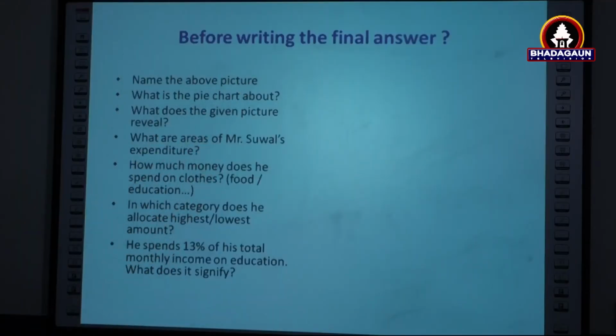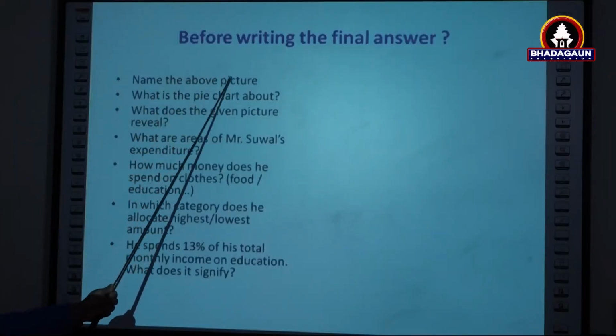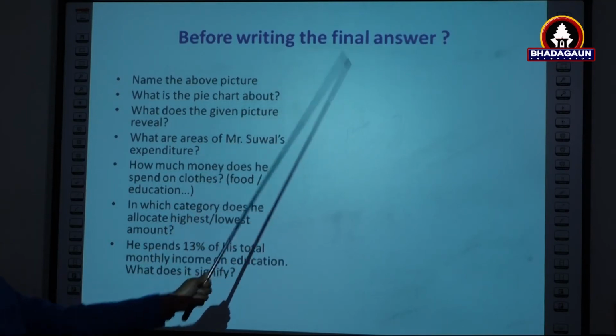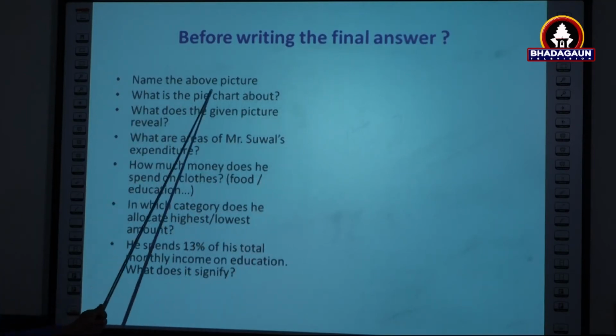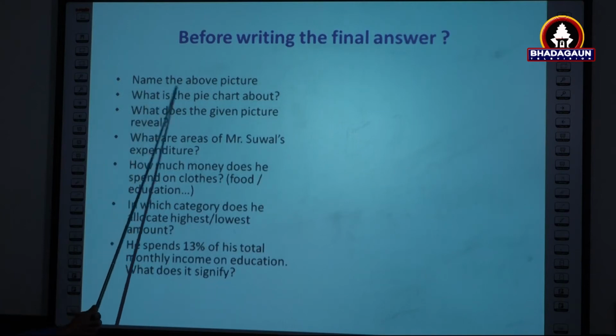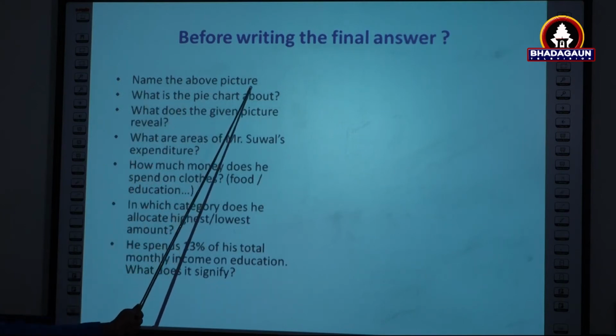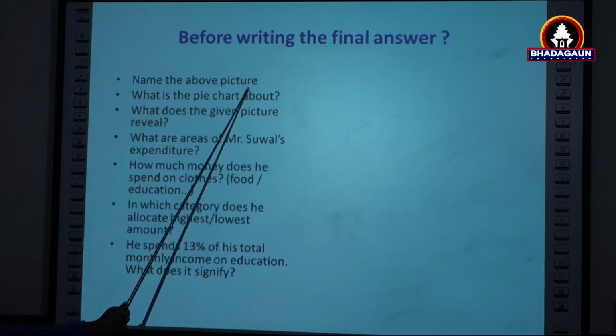So first one, name the above picture. What was the above picture? Can you guess? That's the pie chart. So you say the above picture is a pie chart. If you answer this question, that will be your first sentence, the introduction sentence.